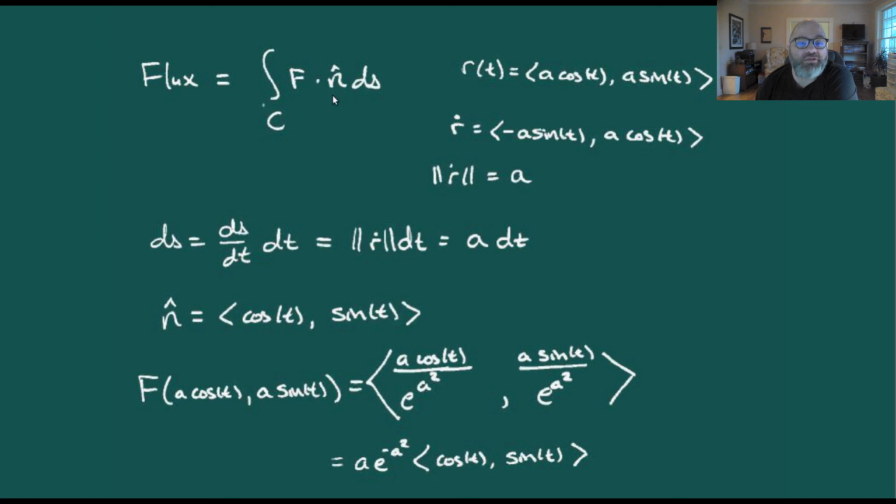And so now calculating the flux, we've got our line integral over C of F dot n ds. Well, we've got ds being ds/dt, so the length of r dot times dt, so that's a dt. Our unit normal was cosine t, sine t. If we evaluate our vector field along that curve, we get a cosine t over e to the a squared, a sine t over e to the a squared. We simplify that, factor out our a and e to the a squared in the denominator, giving us this expression.